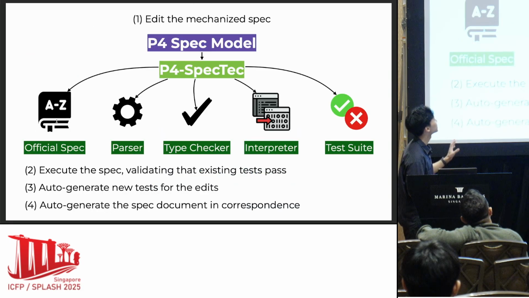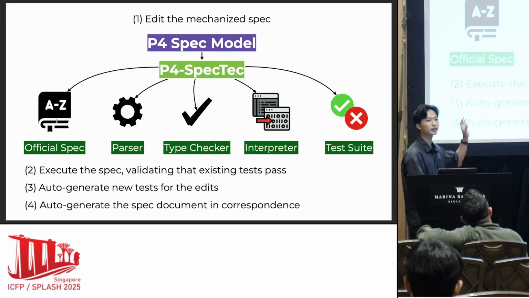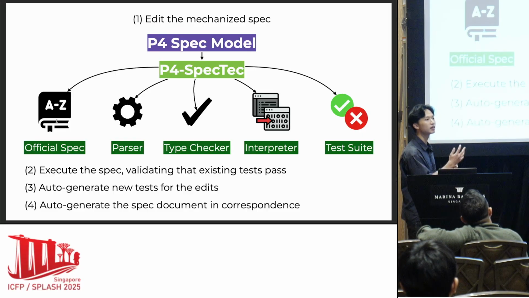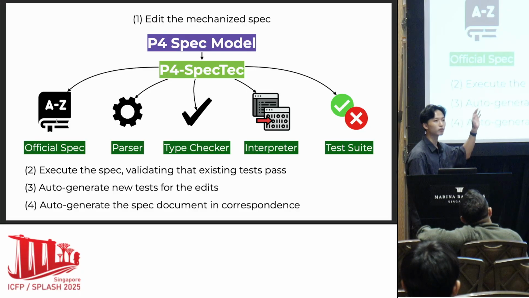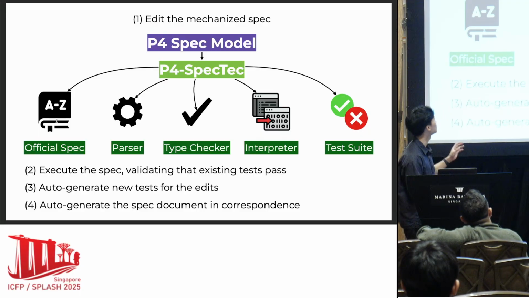With P4-SpecTec, this is how we envision the spec maintenance workflow of P4. Every time we want to edit the spec, we would edit the mechanized specification, and it would derive a parser, type checker, and interpreter backend immediately, giving assurance that it doesn't break the existing tests. Also, we can auto-generate tests from the P4-Spec model demonstrating the effect of the spec edits. And finally, it will also give an official specification document that is updated in correspondence to the spec edits.